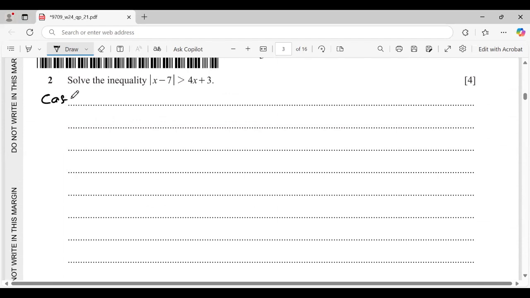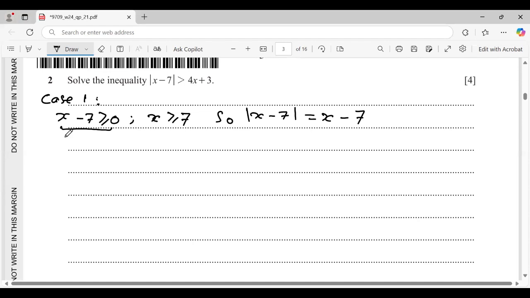I would like to start with case 1. In case 1, we assume that x minus 7 is greater than or equal to 0, which means x is greater than or equal to 7. The implication of this is that the modulus of x minus 7 equals x minus 7, and the inequality becomes x minus 7 greater than 4x plus 3.